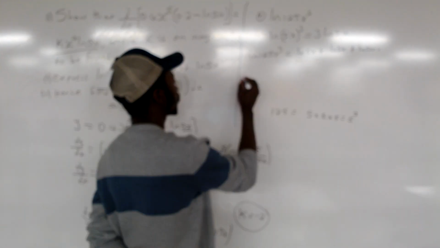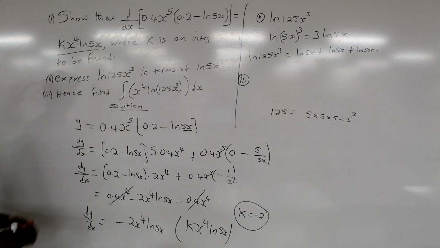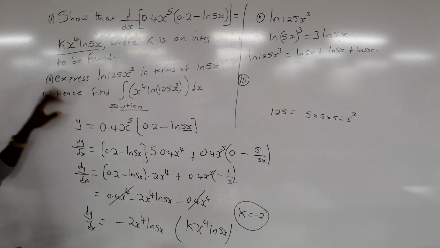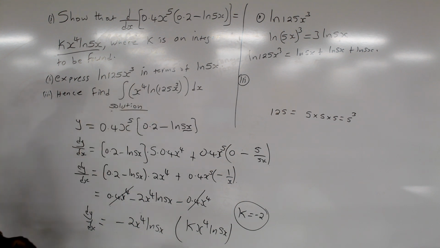So if we move swiftly to the third part, it says, hence, find the integral of x raised to the power 4 ln of 125x raised to the power 3 dx. So we are required to find this value.